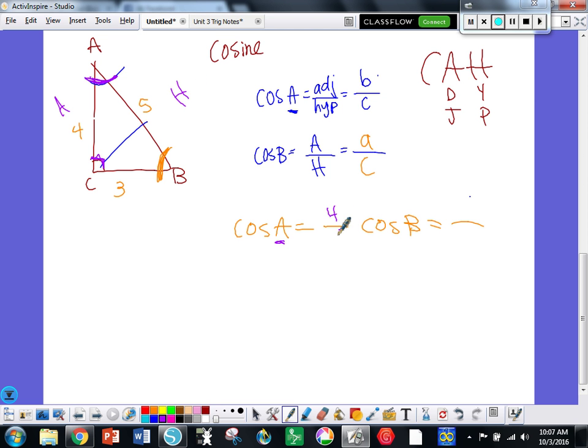4 over 5. But when I switch the angle, this is no longer my adjacent side, it is my opposite. This is no longer opposite, it is adjacent. Hypotenuse stays. So what's my fraction for angle B? 3 over 5.